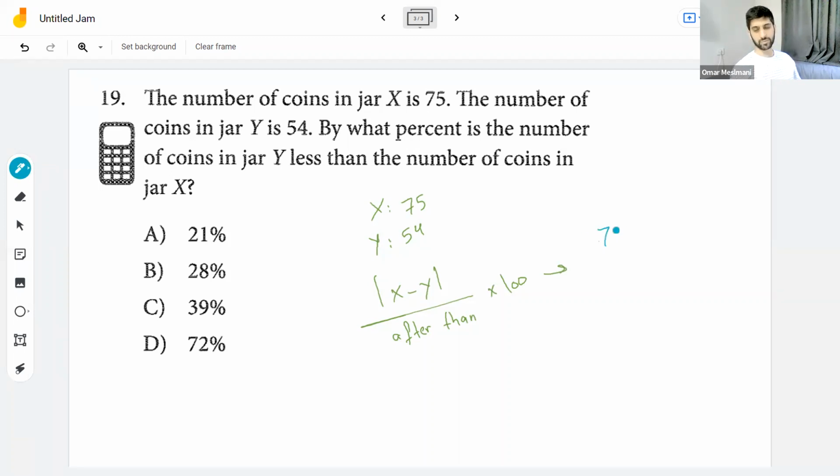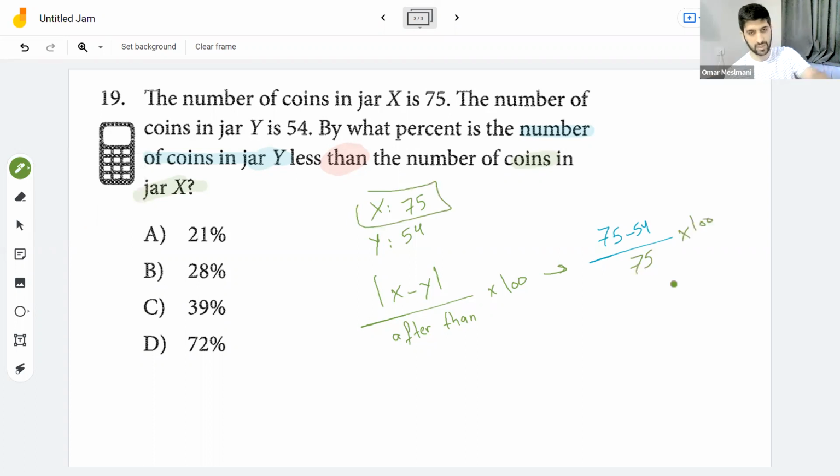Right now, I'm subtracting the 75 from the 54. In the question, read the question carefully. By what percent is the number of coins in jar y less than x? Did you see the word "than"? Less than. What comes after "than"? It's x. So it's over x. So whatever the value of x, what is the value of x? It's 75. So 75 times 100.